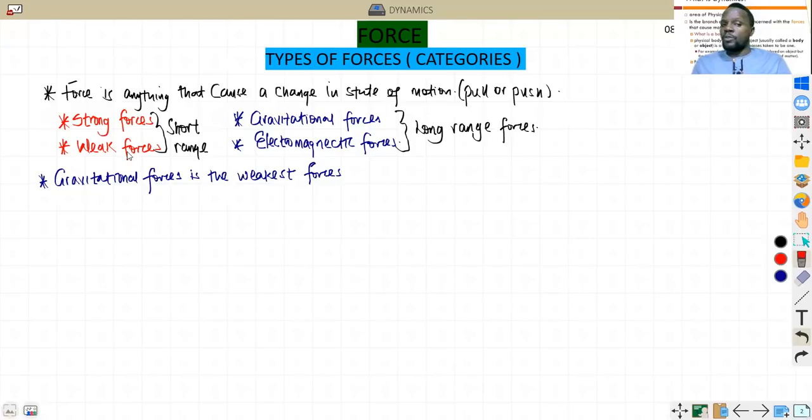Now, about strong and weak forces, I said they are short range forces. In fact, they are radius. Basically, this weak force you see, my dear students, is under, when you talk about electrons, nuclear forces.